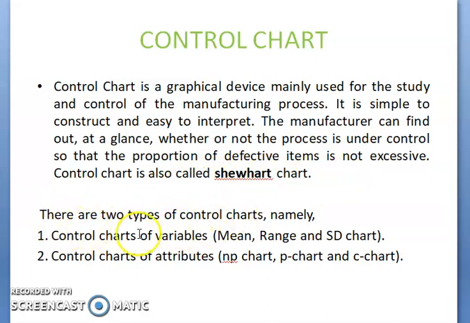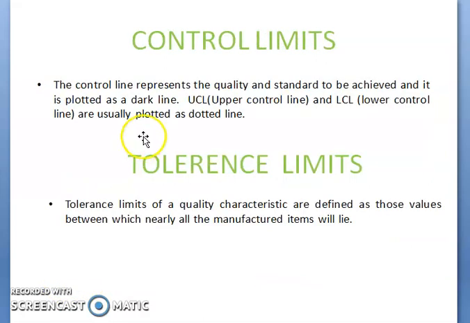There are two types of control charts, namely control charts of variables and control charts of attributes. Control limits. The control line represents the quality and standard to be achieved and it is plotted as a dotted line. UCL, upper control limit, and LCL, lower control limit, are usually plotted as dotted lines.